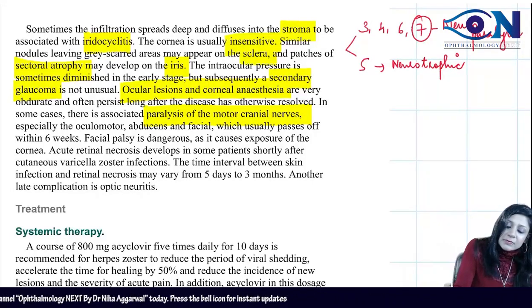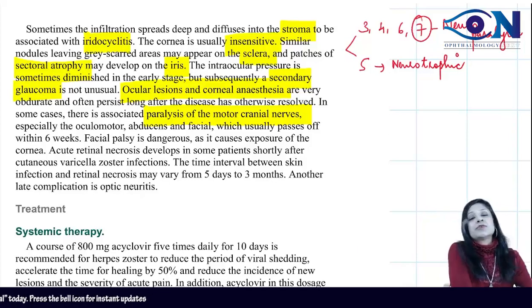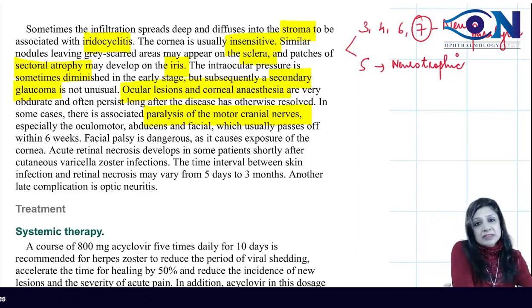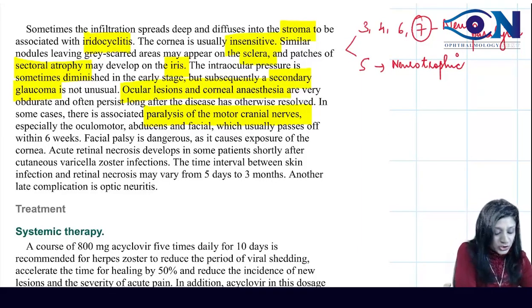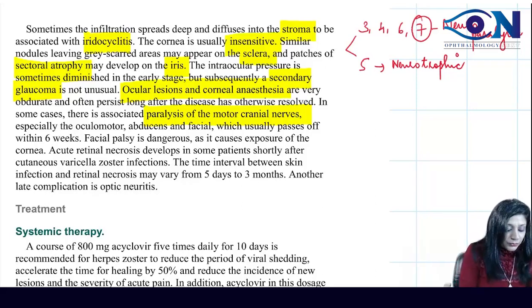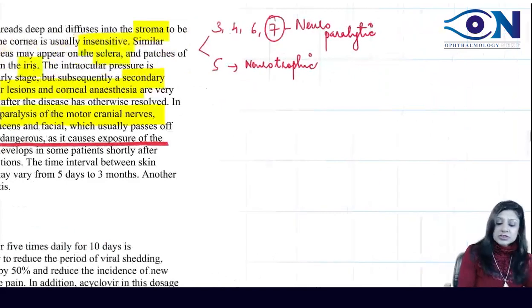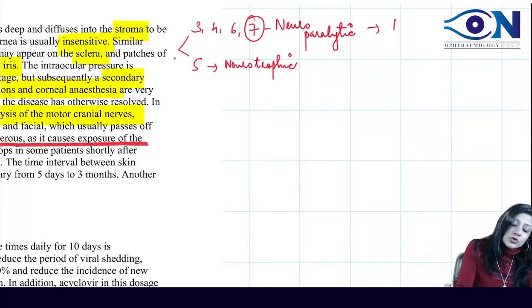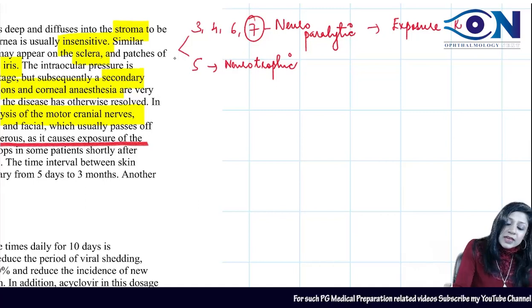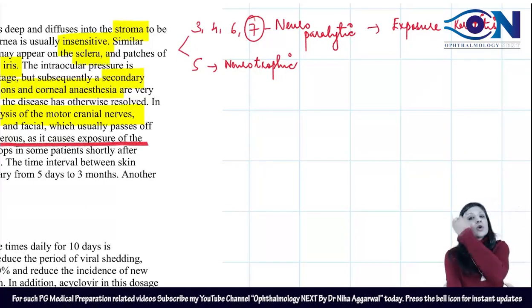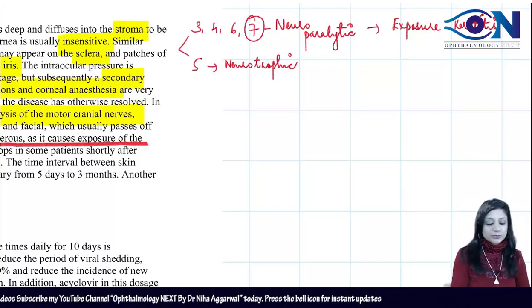Paralytic means the motor supply. The motor supply of the eye is the orbicularis oculi muscle, which is supplied by the facial nerve, right? So facial palsy is dangerous because it causes exposure of the cornea. So this neuroparalytic can also lead to exposure keratitis, because due to the palsy of orbicularis oculi, the person is not able to close the eyes.